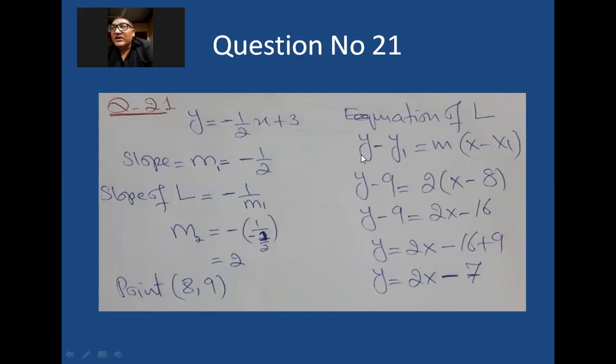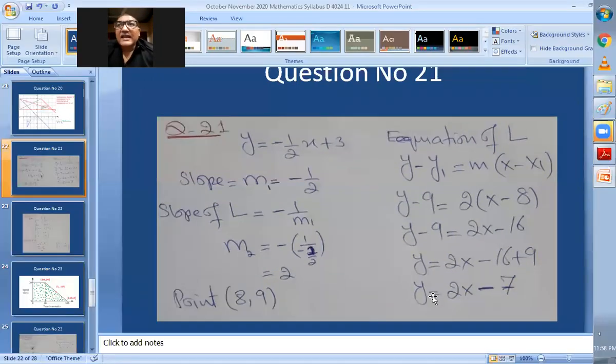For the equation of the line, you can use this formula: y minus y1 equals m times (x minus x1). x1 and y1 are the coordinates of this point, and m is the slope of the line L. So in place of m I put 2, x1 is 8, and y1 is 9. So y minus 9 equals 2x minus 18. So y equals 2x minus 18 plus 9, so y equals 2x minus 9... y is equal to 2x minus 7. This is how you have found the equation of the line L.